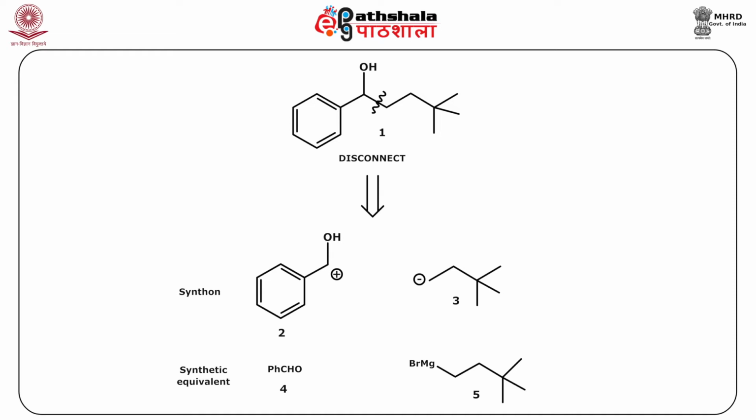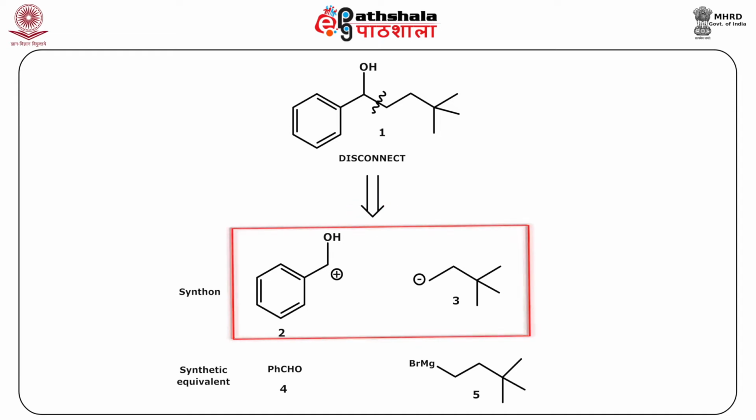So, for the retrosynthesis of this particular molecule, the synthons and the corresponding synthetic equivalents are as shown. You can see here that making this disconnection from this particular bond as shown here, it will be leading to these two synthons, one carbocation, another carbanion. So, these are the synthons.